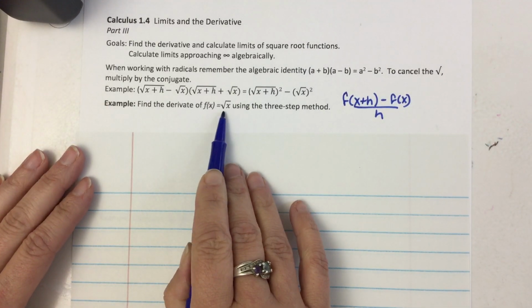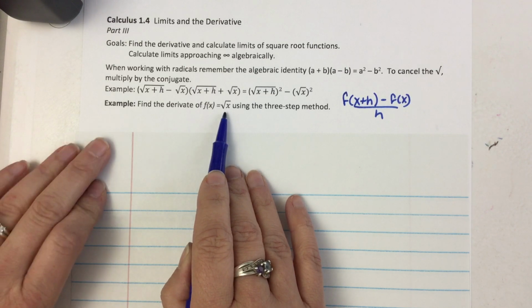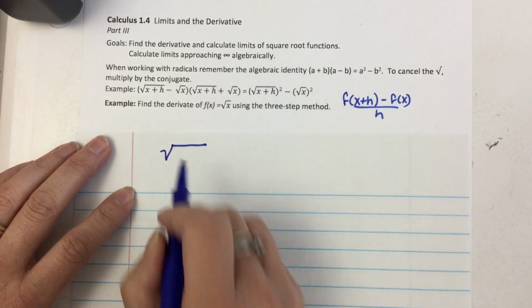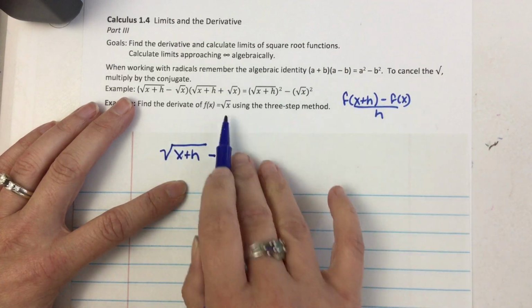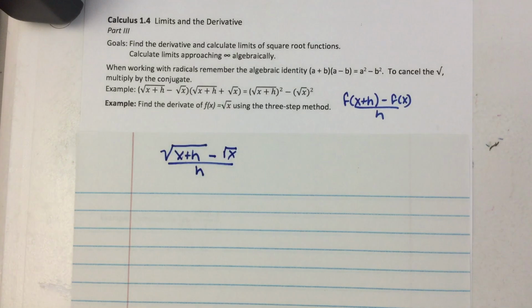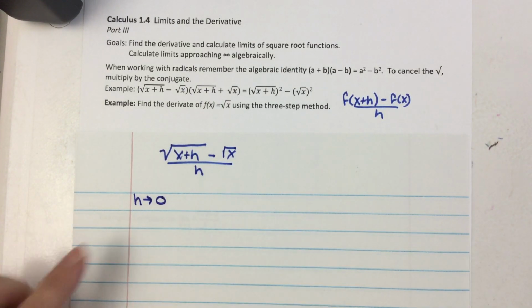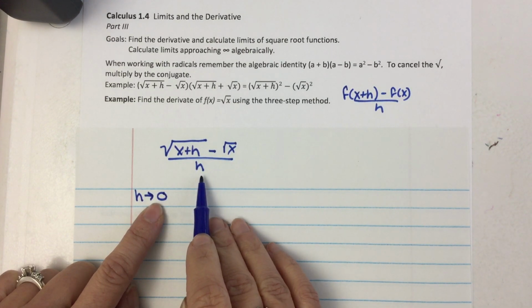If I'm starting off with the function that is the parent square root function, just the square root of x. Step one, I have a square root instead of x, it's x plus h, minus the original function is the square root of x, all over h. So we're good to there. But now when I try to find the derivative, that means the horizontal distance between the two points on a secant line has to approach 0. Well, I cannot put a 0 here.